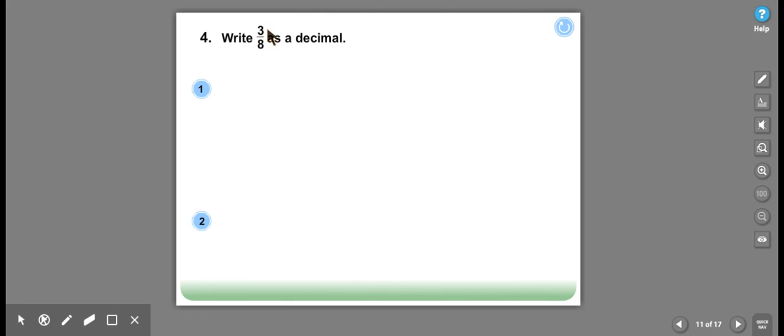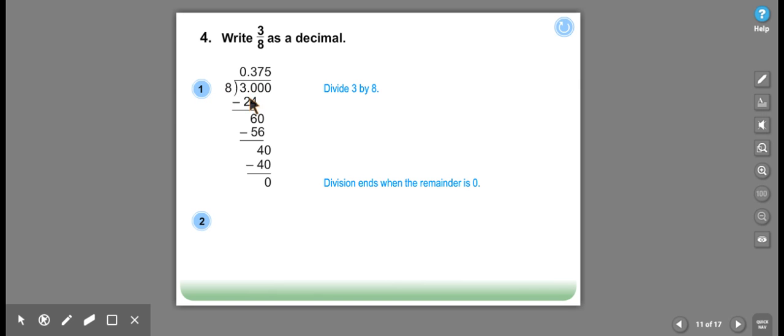Example 4, write 3/8 as a decimal. Here, we're actually going to use division for this strategy because the denominator 8 doesn't easily convert into a power of 10, like 10 or 100. So we're going to divide. The top number goes inside the division symbol, the bottom number goes outside. The thing you have to remember is you have to keep on adding zeros and keep on dividing until either you get a pattern or the number stops, you get a remainder of 0.